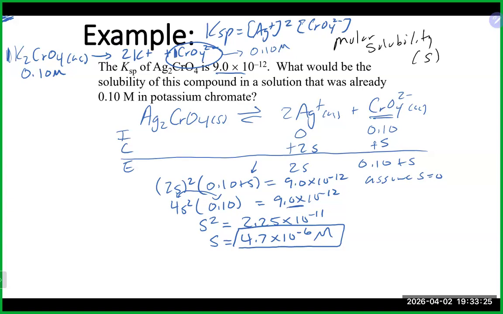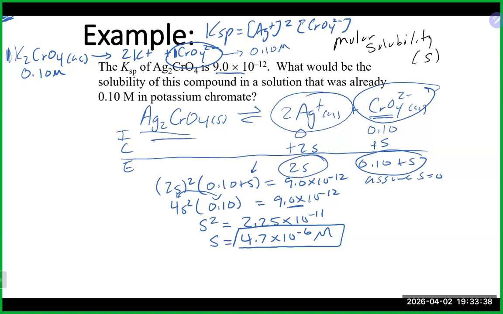All right. So obviously, just to remind you, if you were interested in the chromate, you would have to put that s value in there. And if you were interested in the silver, you would put it into there. But again, when it comes back to the whole thing, it does relate to it. Any questions on common ion effect here? So that is one thing that can affect the solubility of a compound.